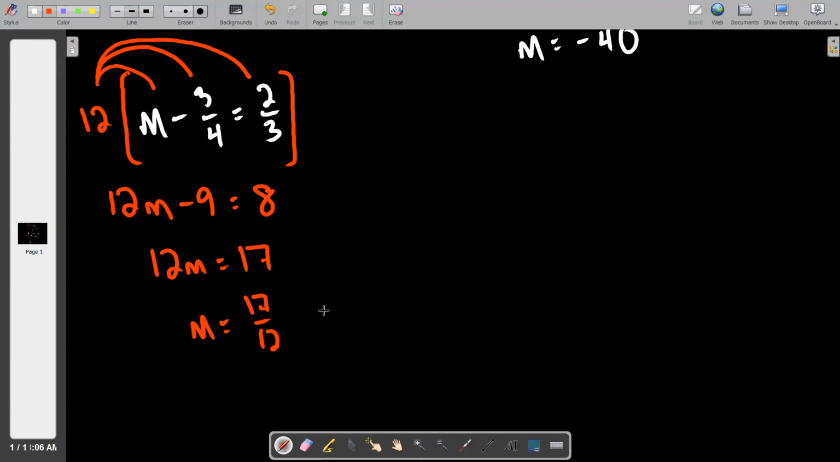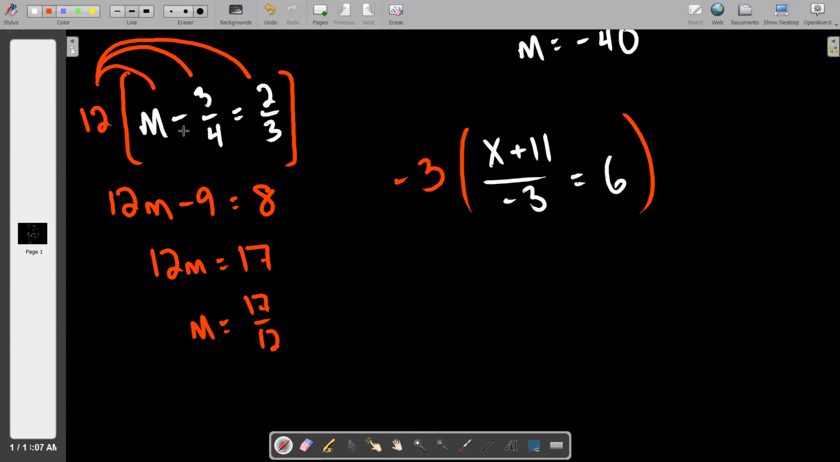Okay. How about something like this? x plus 11 over negative 3 equals 6. What would you do first? You would multiply by negative 3. Very good. So what would we get? Nice job. Right? Subtract 11, you get x equals negative 29. Simple pimple.